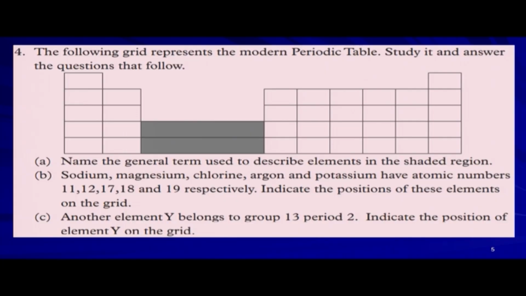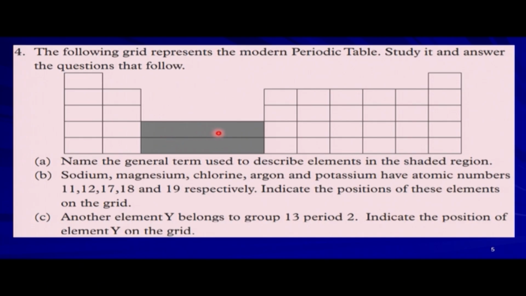The following grid represents the modern periodic table. Okay? We have no elements, but it represents the modern periodic table. Study the grid and answer the questions that follow. Name the general term used to describe elements in the shaded region. This region, here we call them the transition elements.